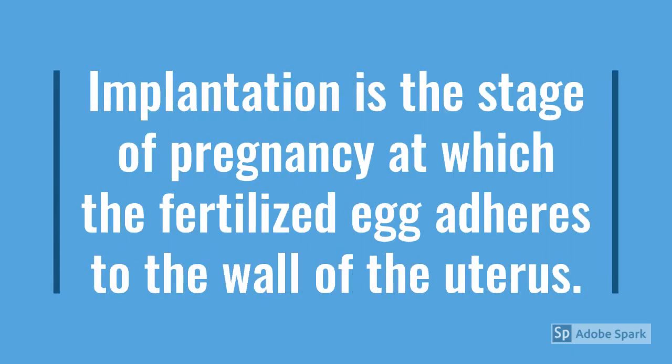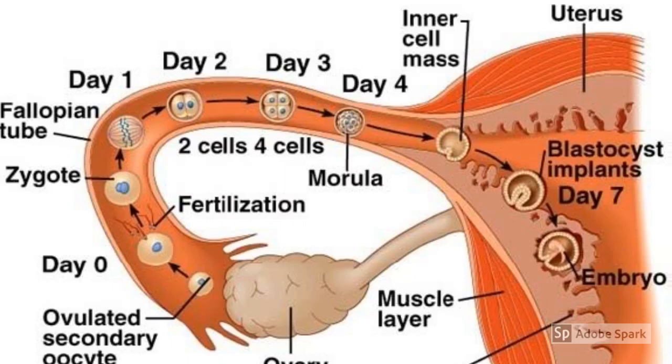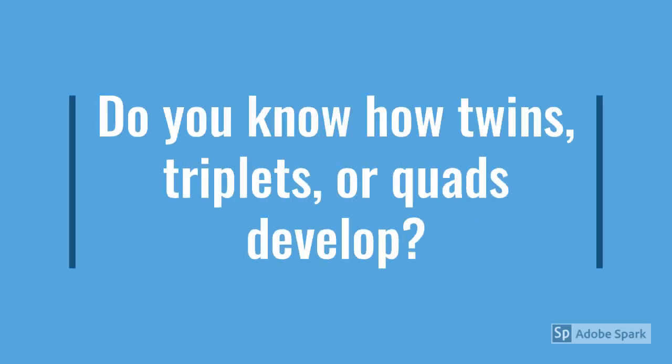Implantation is the stage of pregnancy at which the fertilized egg adheres or attaches to the wall of the uterus. This picture displays fertilization taking place in the fallopian tube. As you can see, the fertilized egg starts to divide and then travels through the tube to the uterus where it implants. Do you know how twins, triplets, or quads develop?